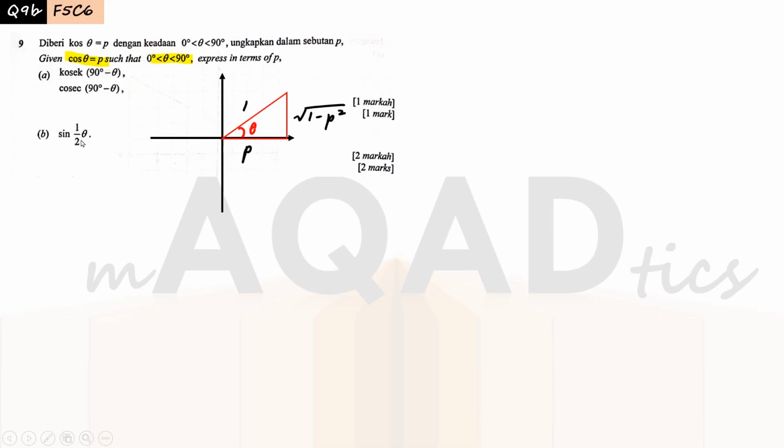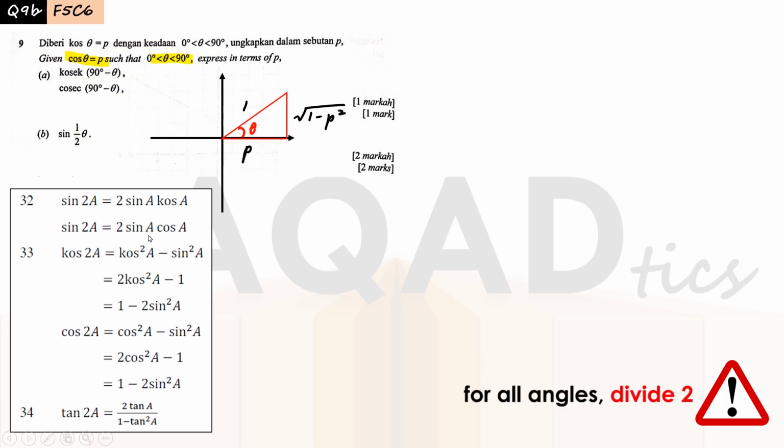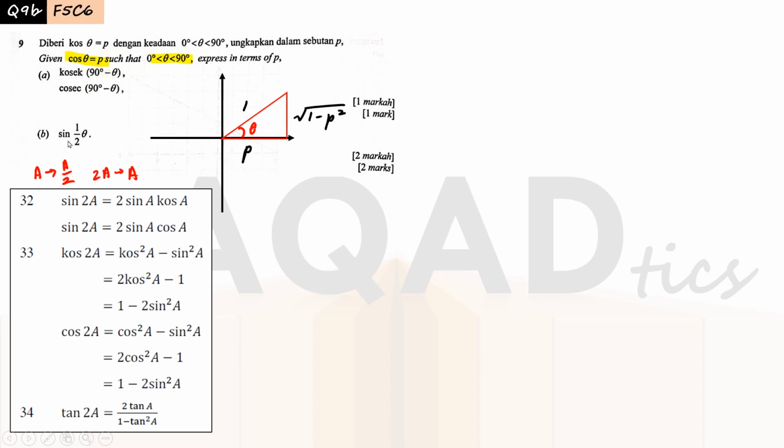Alright, second question, sine 1 over 2 theta. So this is a half angle function. So according to the list of formulas that we have, we can use all of these. It's just that because it is divided by 2, for all the angles here, we can all divide by 2. So let's imagine all the a's become a over 2, and those which are at 2a will become a, right? So now, if you want to find this function, we can use these formulas, but we need to choose which one would be the best one.